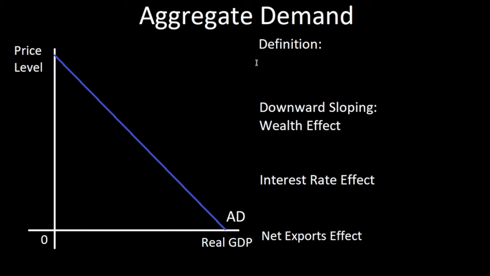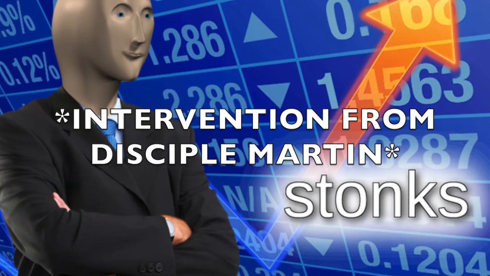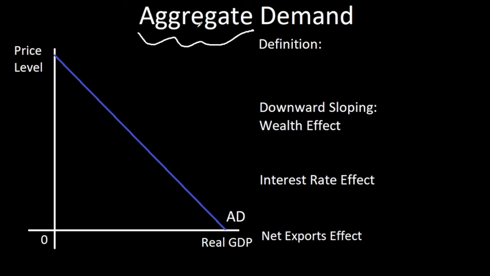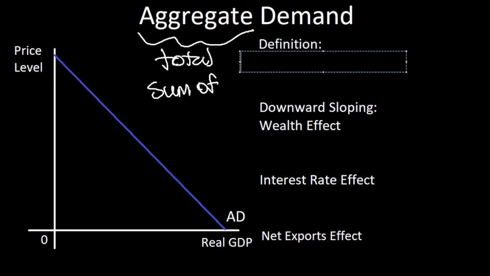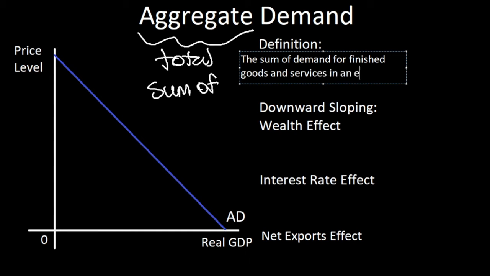So first off, what is aggregate demand? It might sound a little bit scary. GPA Jesus, what does aggregate mean? I don't speak English very well. Aggregate just means total or sum of. And when it's placed next to demand, it means the total demand or the sum of demand, which follows along with the definition: aggregate demand means the sum of demand for finished goods and services in an economy.